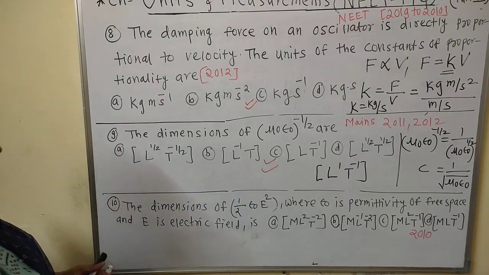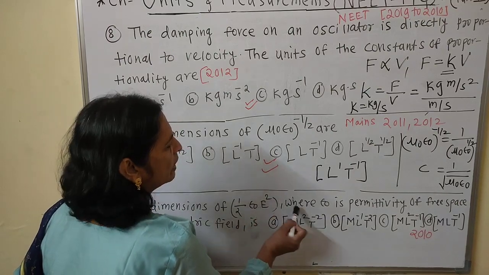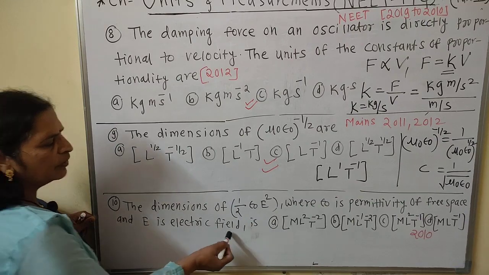The dimensions of half epsilon naught E square, where epsilon naught is permittivity of free space and E is electric field.